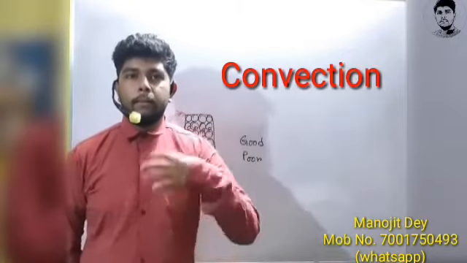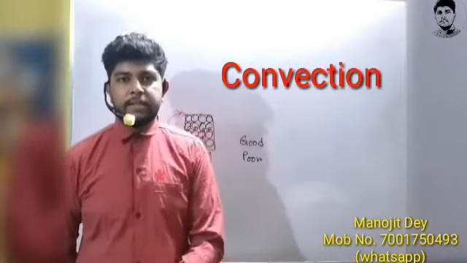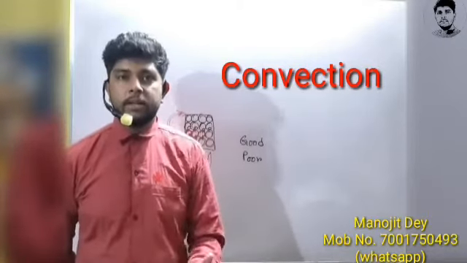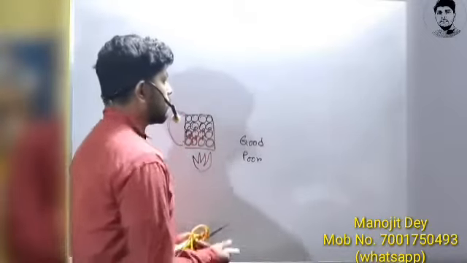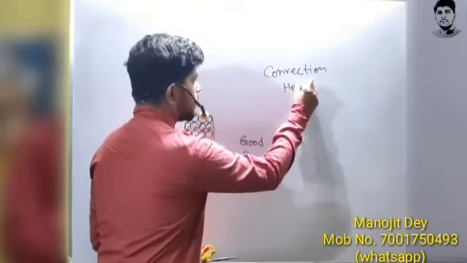Now I am going to discuss convection. What is convection? Convection is how heat transfers from one part to another part by the transfer of the material itself. So convection mainly occurs in liquids and gases, because liquids and gases are not good conductors, they are good convectors. So when heat transfers from one part to another part of a liquid or gas by the movement of the particles themselves, that is called convection of heat.